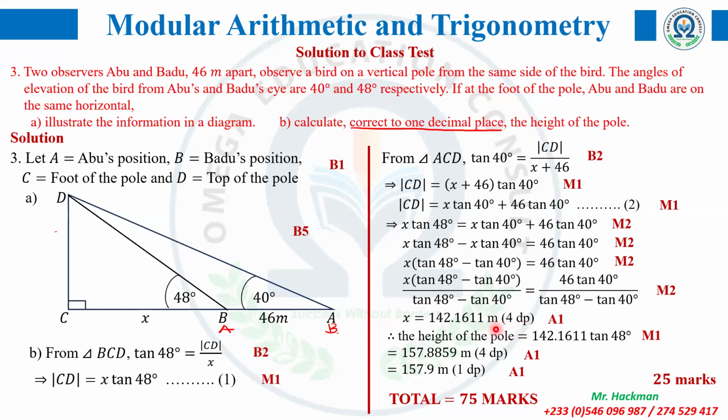Without the meters, take note, it will be minus half. Without the 4 dp, it will be minus half. So it means if you wrote this without the 4 dp and without the m, you won't get it. It will be A0. Take note of the penalty. So now that you know X, it means you know the height, because the height is the length of CD. So I'll write, therefore, the height of the pole would be equal to, we know it's equal to CD. So that would be equal to X, which is this value, then times tan 48 degrees.